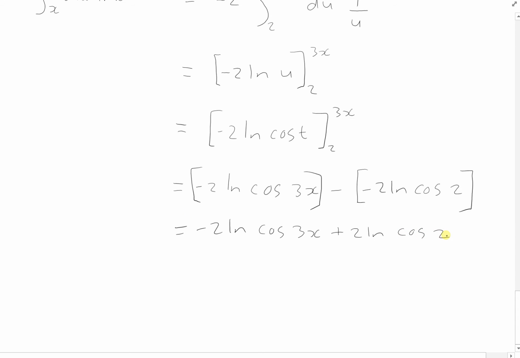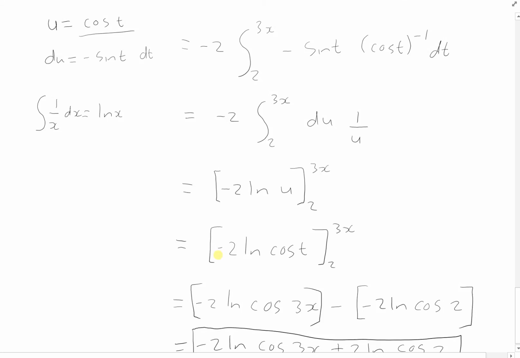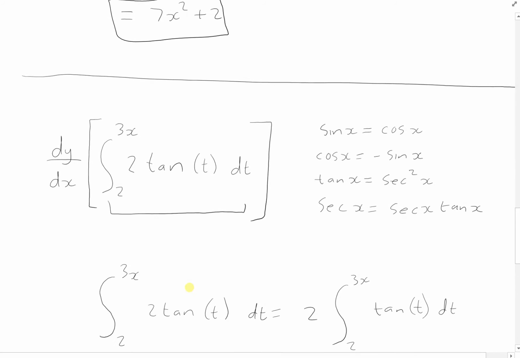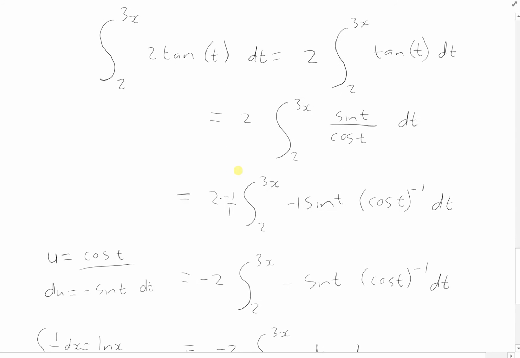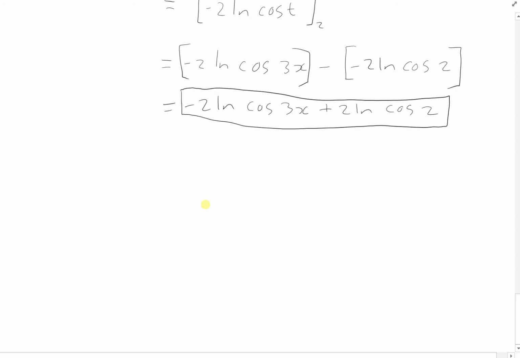Now this may look a little complicated, but basically we found the integral. So in place of this whole big thing here, we're going to put in our answer, and then find the derivative of that. So let's do that at the bottom here. It's simply going to be dy/dx of -2 ln of cosine of 3x plus 2 ln cosine of 2.